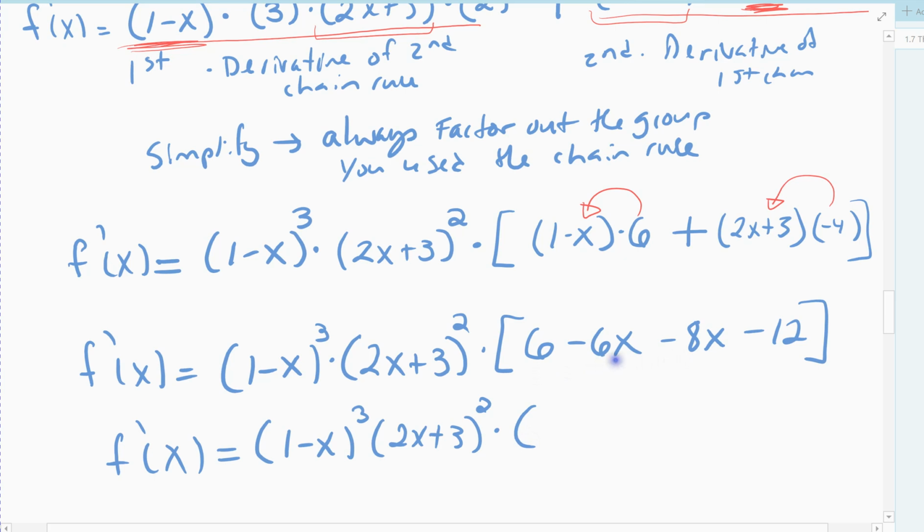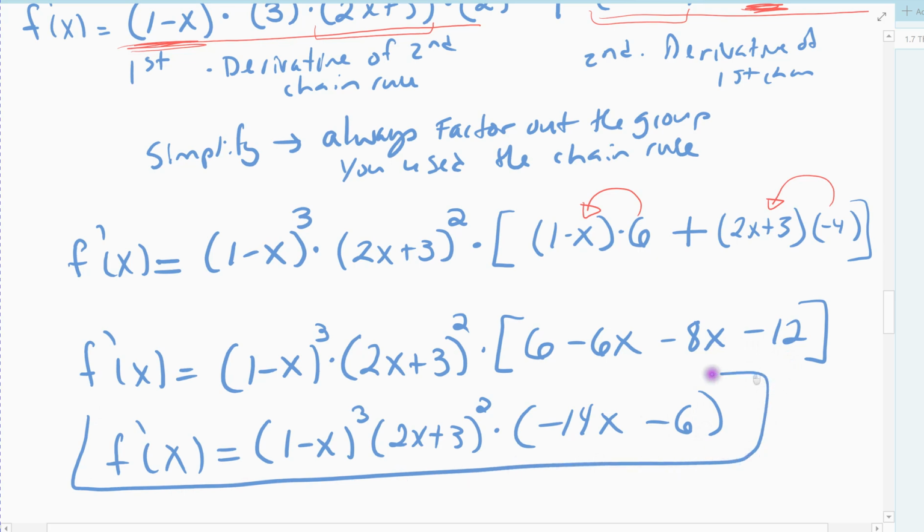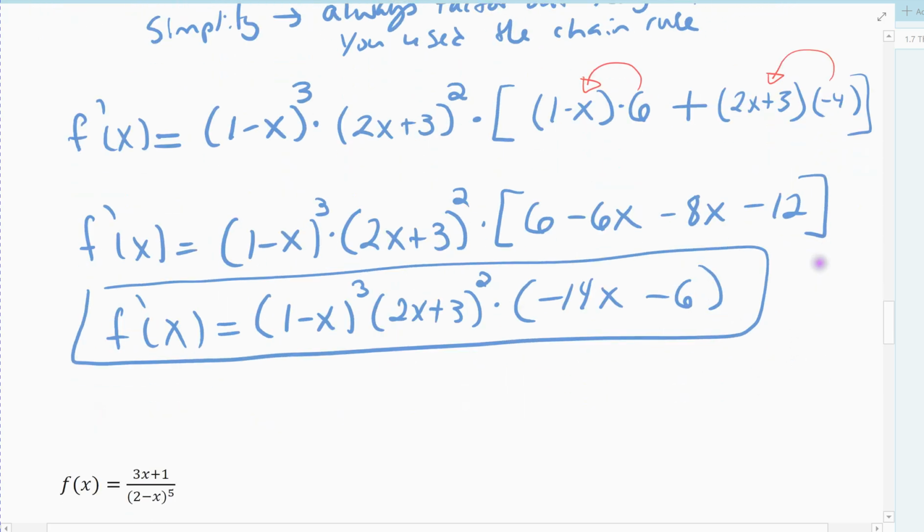So negative 6x, negative 8x, going to give me a negative 14x. 6 minus 12 is going to give me a negative 6. And there is my function completely simplified in factored form. So it's simplified into factors. I've got 3 factors here, and that's important. When we go to do stuff in the next sections and applications, we want it in this form. So that's why we need to practice simplifying those, all right?